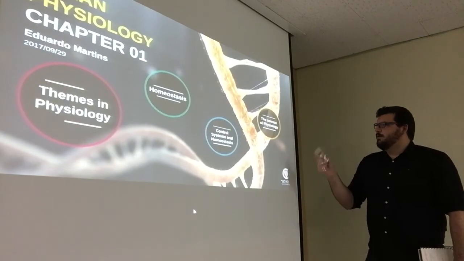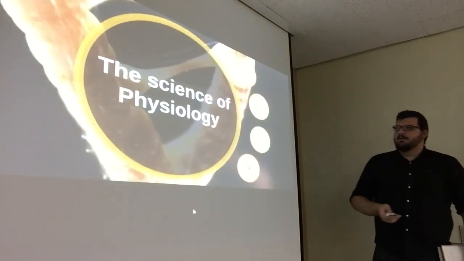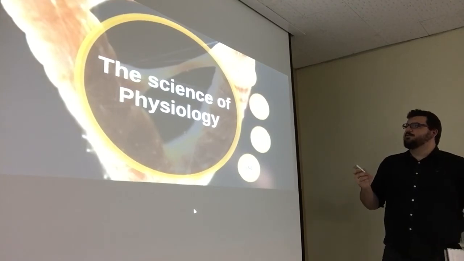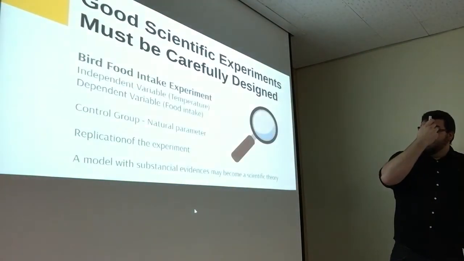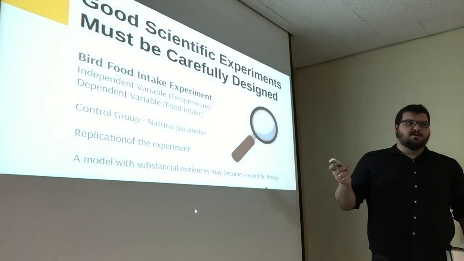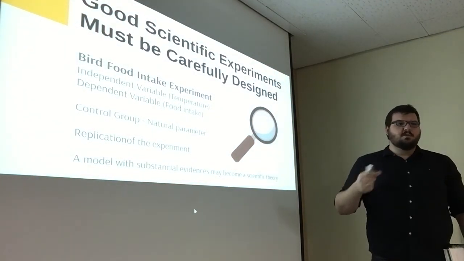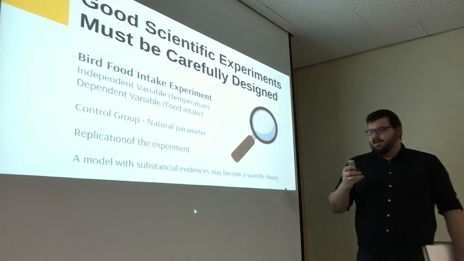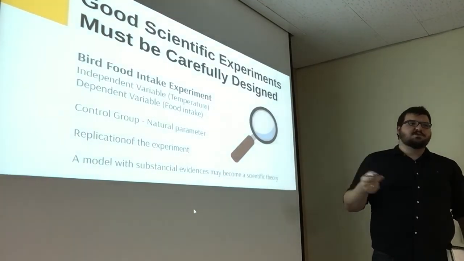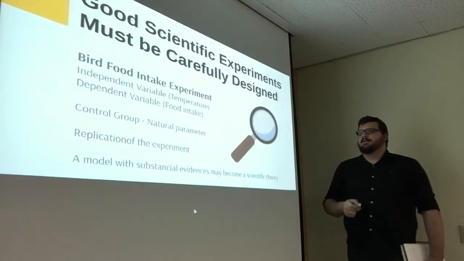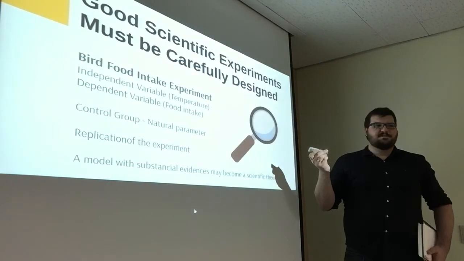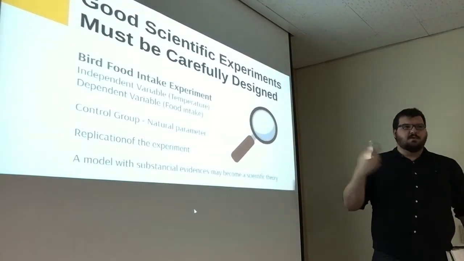Okay. So the last topic is the science of physiology. We have some final considerations here. For example, good scientific experiments must be carefully designed. For example, in the case of a bird food intake experiment, there is an independent variable and a dependent variable. If you need to know if the lowest temperature will make the bird eat more, you make an experiment, then you alter the temperature, and you can measure how much food the bird is eating. So the independent variable is temperature, because you can control it. The dependent variable is food intake, because that is what you are studying, what you want to know.